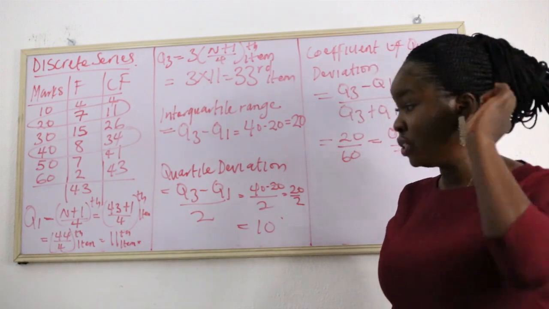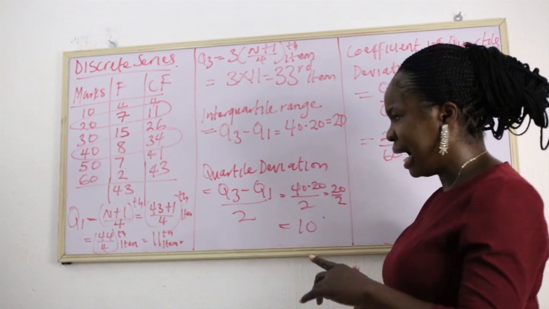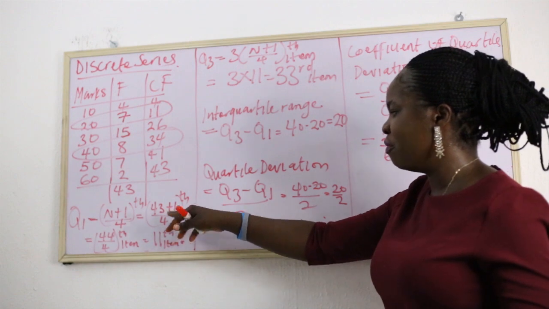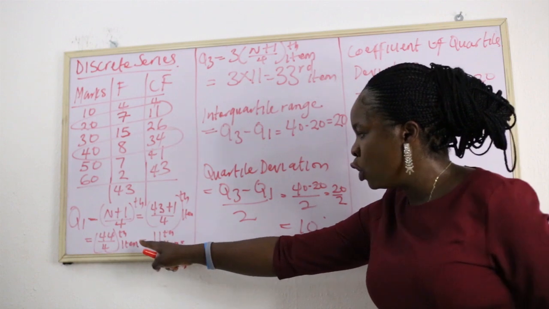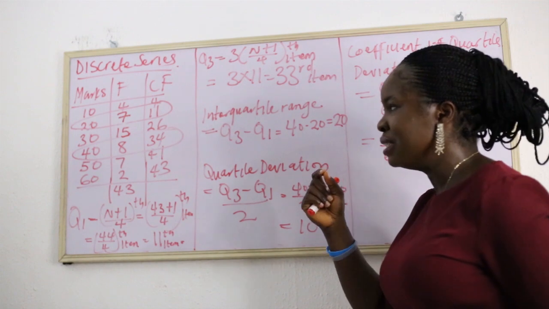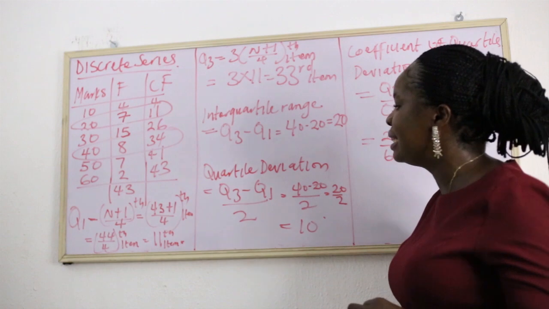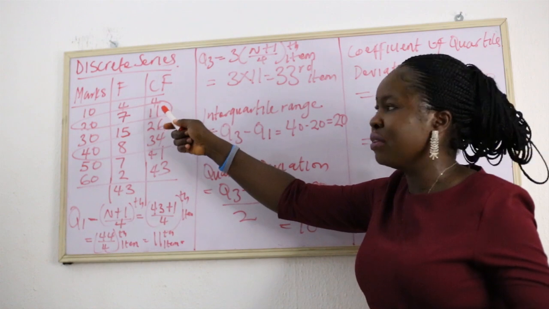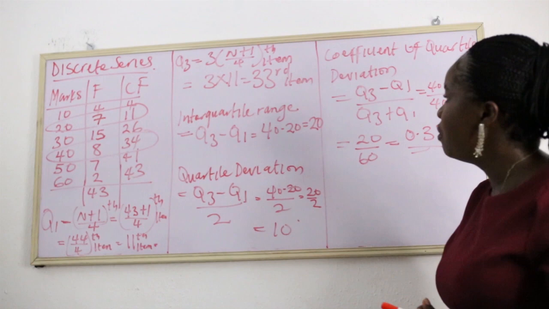Then going into the question, Q1 is equal to n plus 1 all over 4. Our n value is 43. So 43 plus 1 is 44, divided by 4. So Q1 is the 11th item. From the cumulative frequency, what is the first value that can conveniently take 11? And thank God we have 11. So 11 is taking 11, and the mark for 11 is 20.